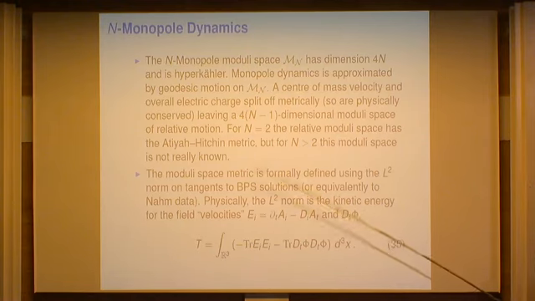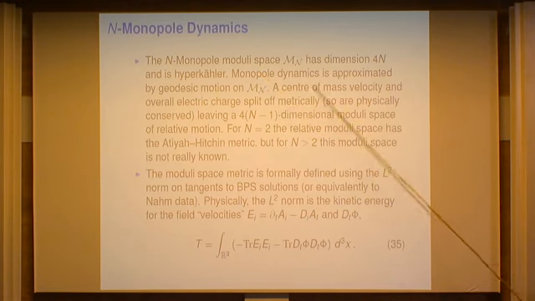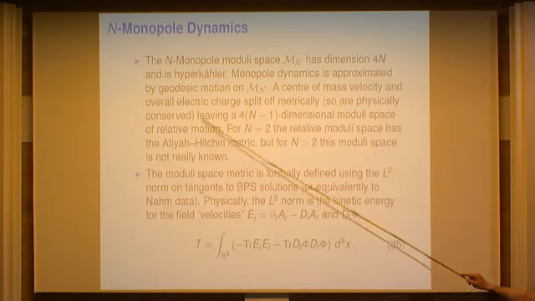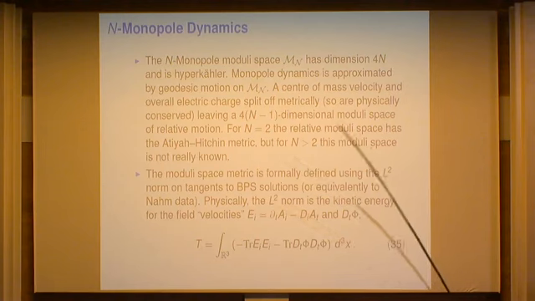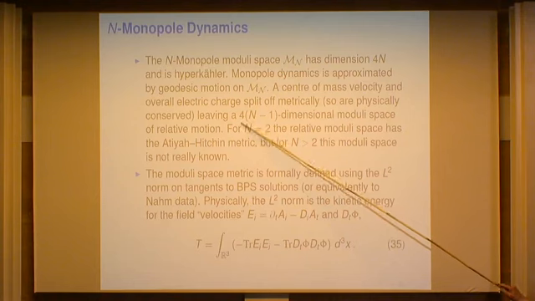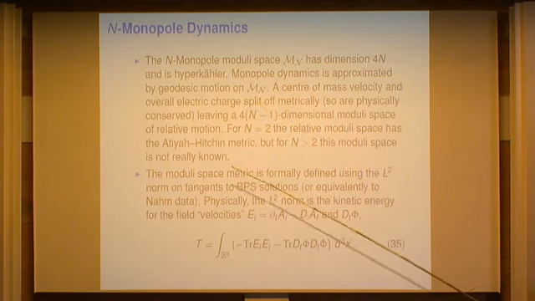Now, for n monopoles, it's known that the moduli space M_n has dimension 4n, so each monopole has a position and a phase, and it's hyperkähler. And monopole dynamics is approximated by geodesic motion on the moduli space. You can separate off the center of mass velocity and the overall electric charge. They split off metrically, so that it's a metric product of a flat space with a relative moduli space. So the relative moduli space has dimension 4n minus 1, and this is an interesting curved manifold, whereas this center of mass part is flat.